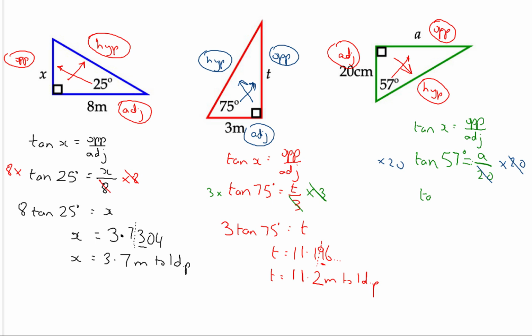If we rewrite that, it becomes 20 tan 57 equals a. If you want to keep writing the multiplication sign in there, that's absolutely fine. 20 times tan 57 equals a. Flip it around. a is equal to, take your calculator, 20 multiplied by the tan of 57 equals 30.797, and so on. Cut it after 1 decimal place. The 9 tells us to round up, so a is 30.8 centimeters to 1 decimal place.